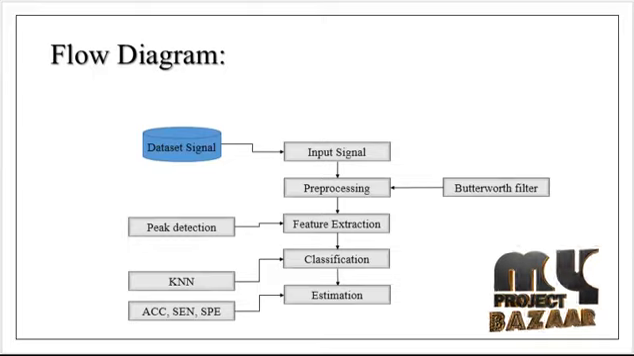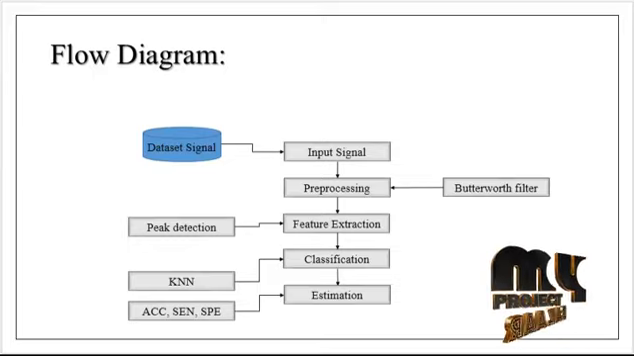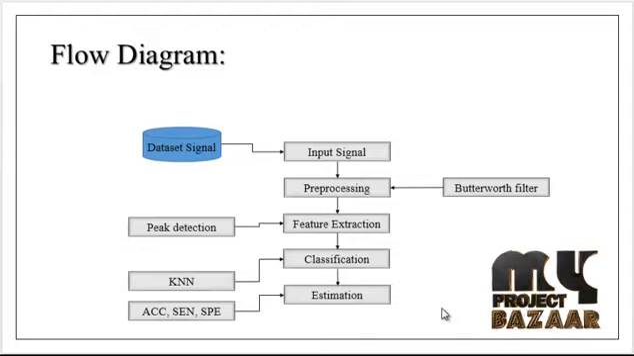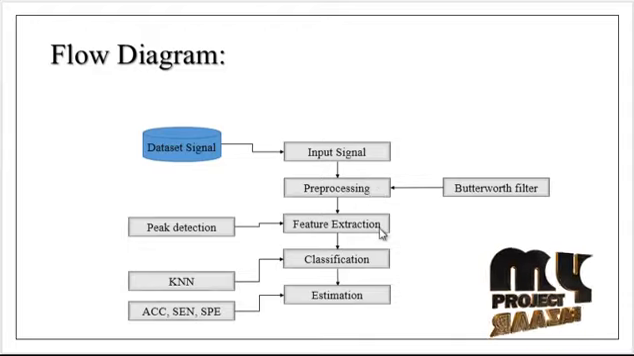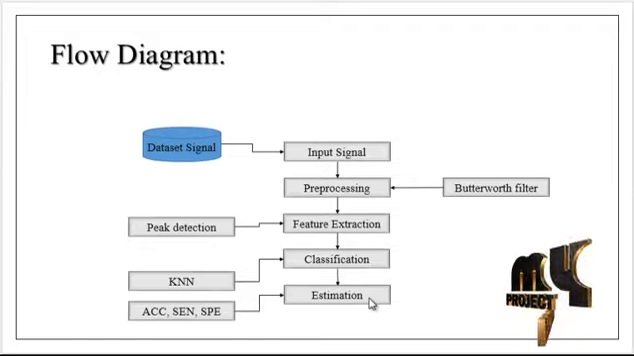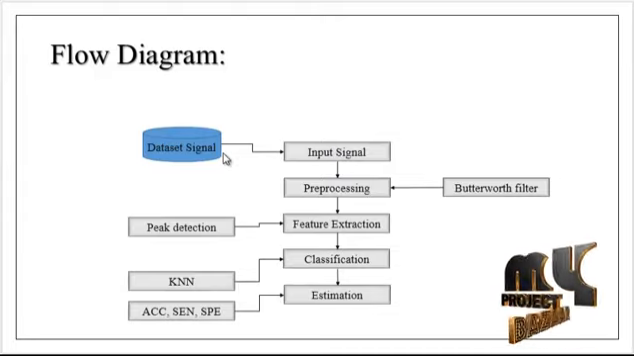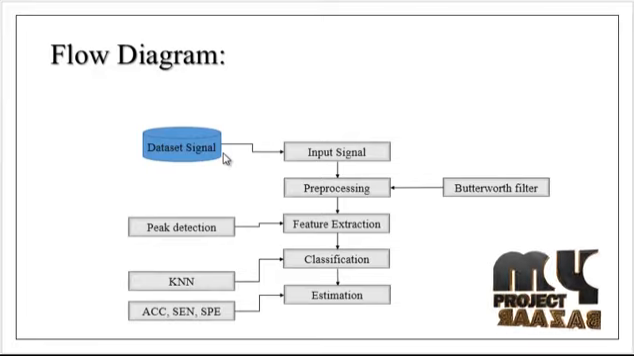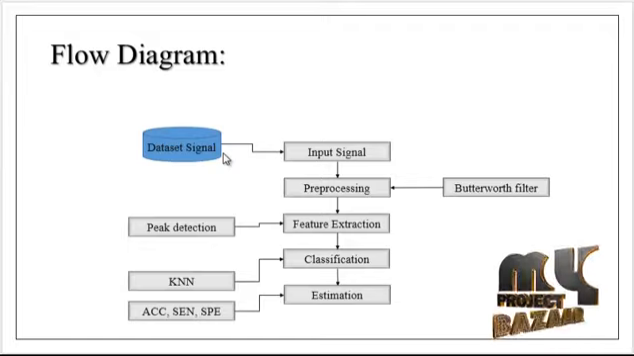Now we are going to discuss the flow diagram of the process. This is the overall working flow of this process. The flow diagram consists of modules such as input signal, pre-processing, feature extraction, classification, and finally performance estimation. At first, the input signal is taken from the dataset. The dataset is a collection of data having several kinds of signals. So we have to take any one signal from the dataset.